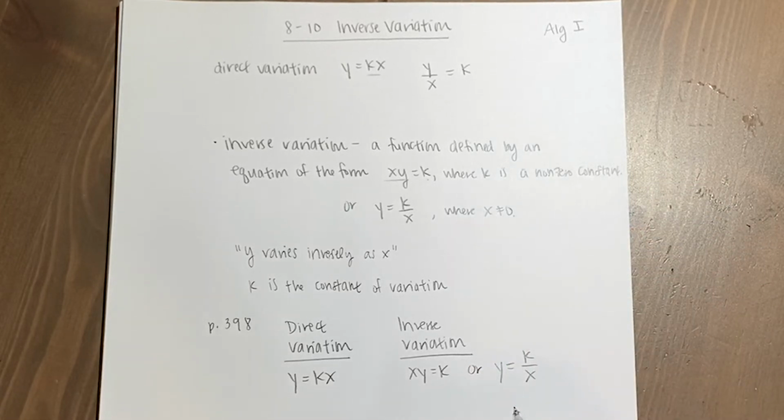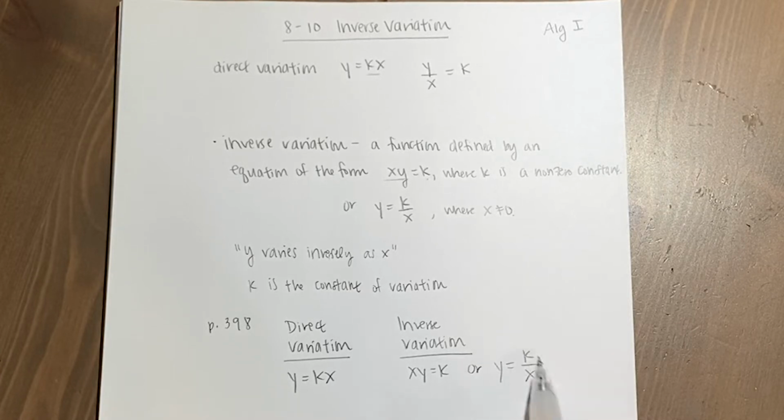As a matter of fact, I just finished teaching this unit in our Algebra 2 book. They present it more in this format, y equals k over x. So y varies inversely as x.